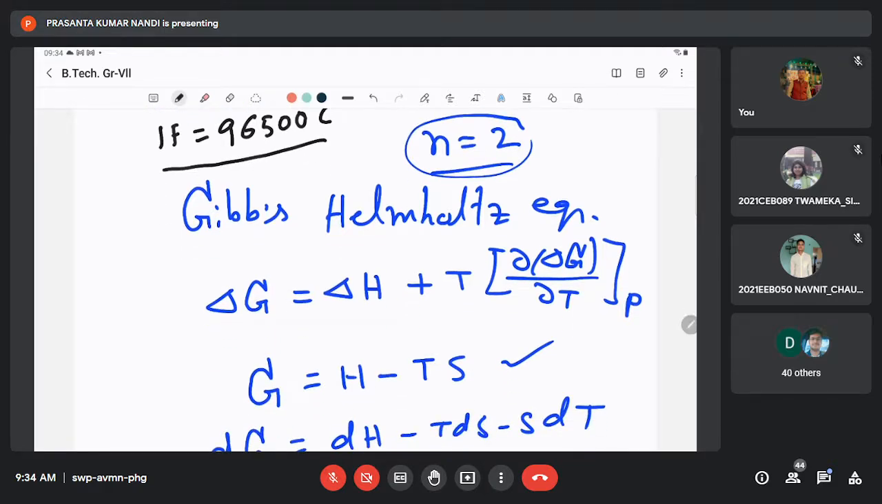You can find all these things clearly in this book, the P.C. Roxy textbook.